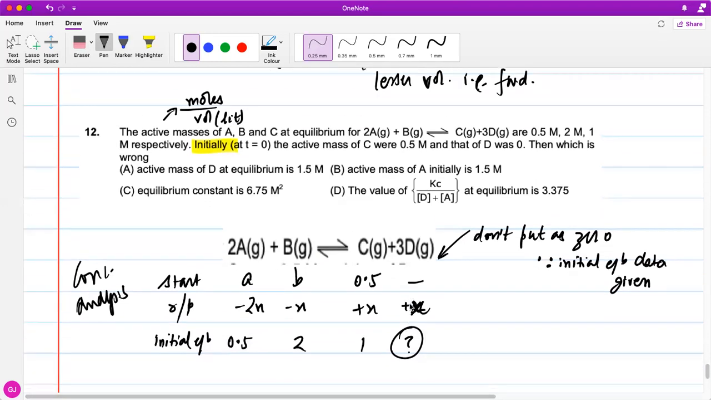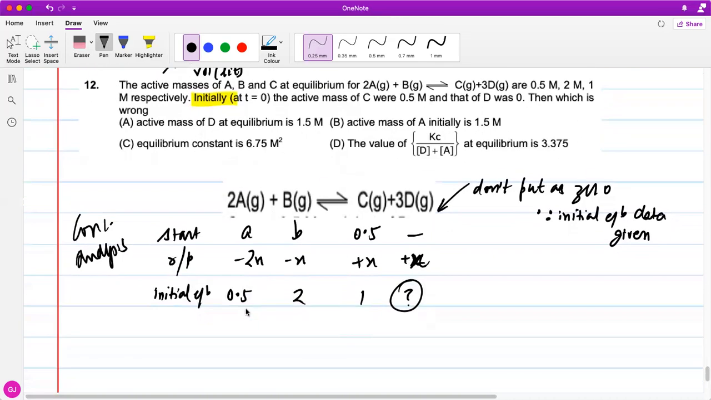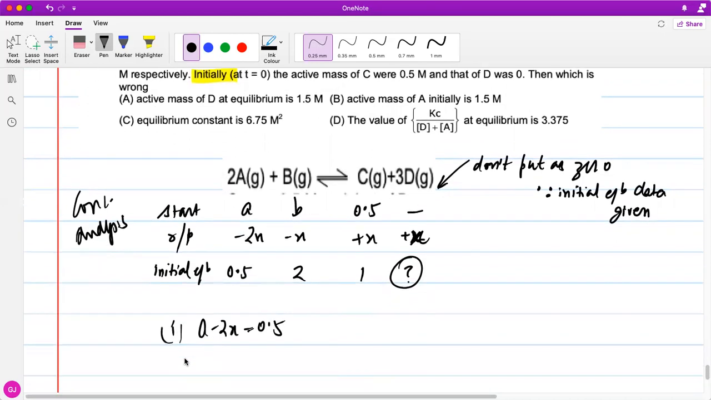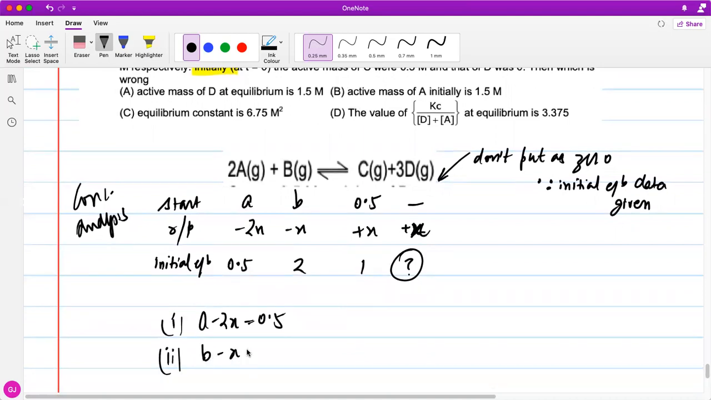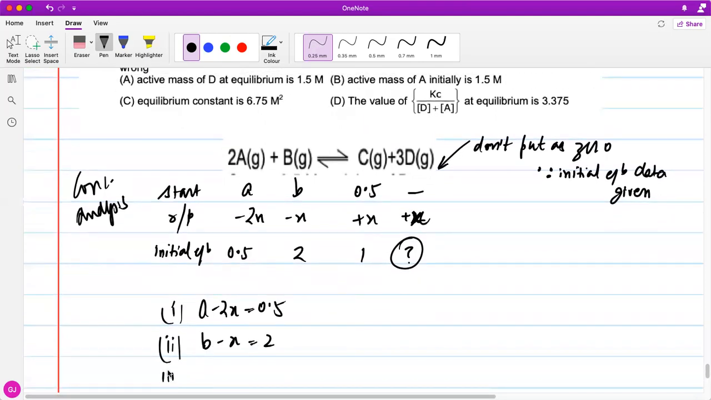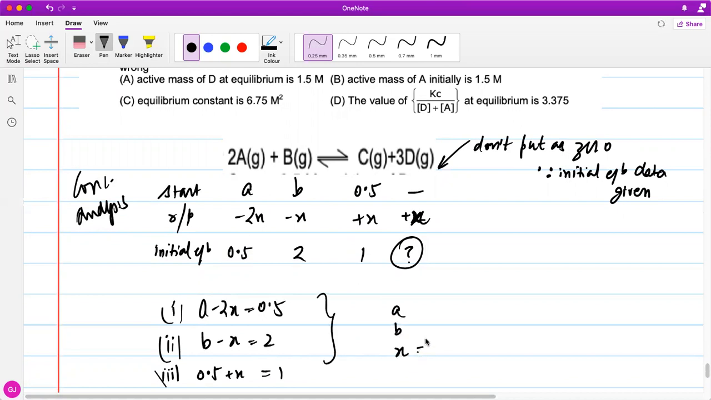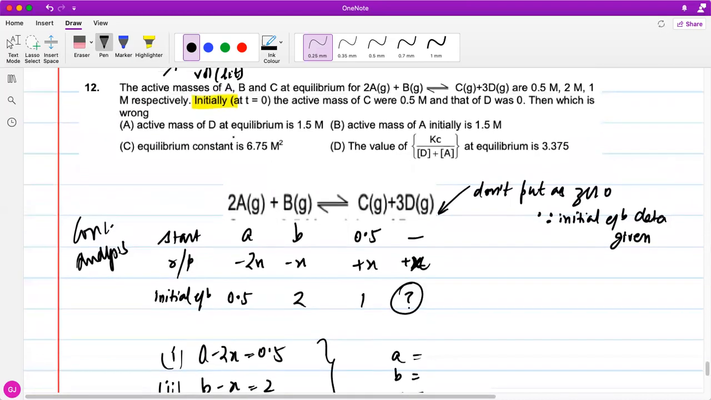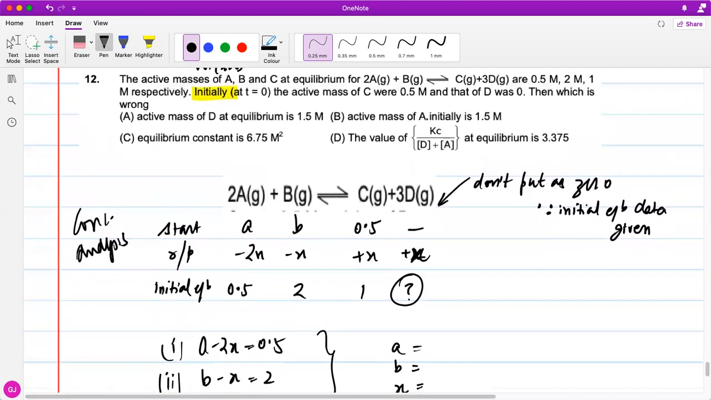And with that, we can see that A minus 2x will be 0.5. That is our first equation. The second equation will be B minus x is 2. The third equation is 0.5 plus x is 1. So from here you will get the values of A, B as well as x. Once you are able to get that, the rest of the task is easy: determining whatever D is at equilibrium, or A initially, and the equilibrium constant and so on.